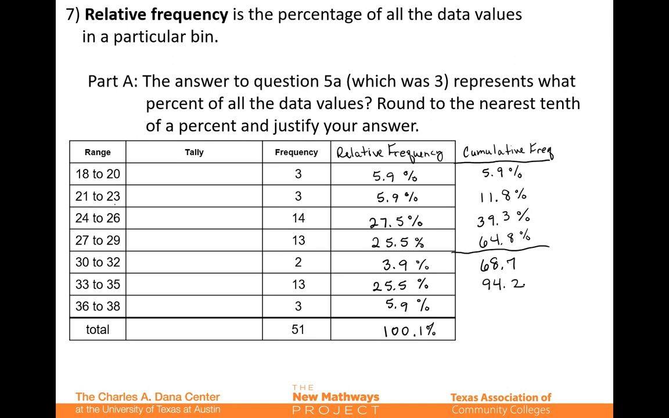And of course, here's where we got our little bit of a rounding. When I add 5.9%, that came out to be 100.1%. 100% of the cars had gas mileage from 18 to 38. That's called a cumulative frequency, where you're just totaling up these.